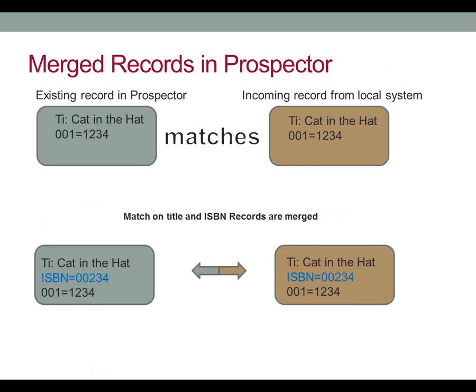This screen shows more of a diagram view of it. On the left-hand side in the green, you can see the existing record in Prospector is Cat in the Hat with the 001 1234. The incoming record from the local system is exactly the same. It has the same title, the same ISSN, and so the two items are merged into one.